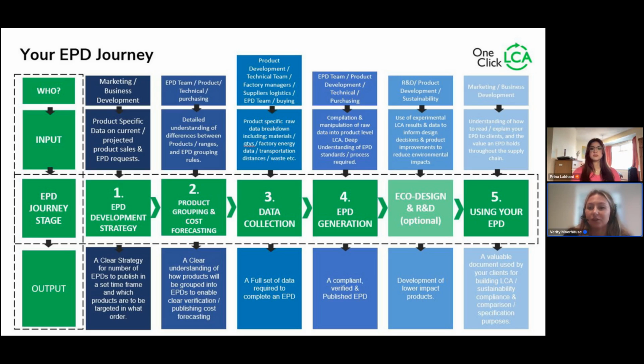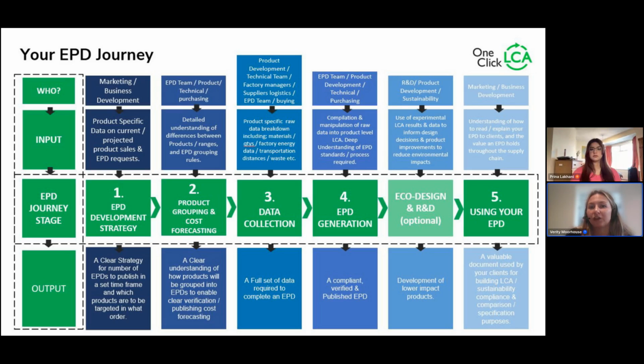The next stage is your data collection. This could be anyone in the company. EPDs can be a pretty collaborative project. So you'll be collecting data from technical teams, factory managers, suppliers, understanding where you're getting products from, the buying department potentially as well. You'll input that data then, and then hopefully you'll have a full set of data required to complete your EPD.